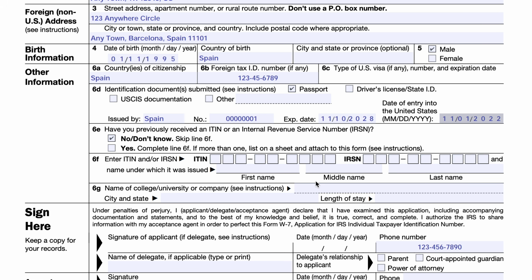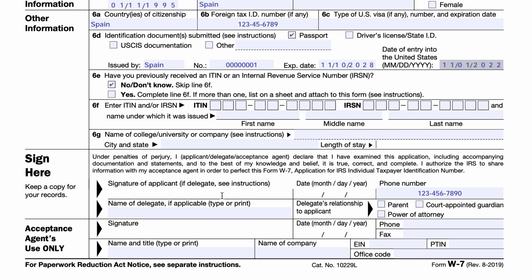And then line 6G, if you are obtaining a taxpayer ID number for purposes of research or education or teaching, or a work visa, then you would enter the name of the institution or the company, the city and state, and your estimated length of stay. And then below that, you would sign and date this, again, month, day, and year format.